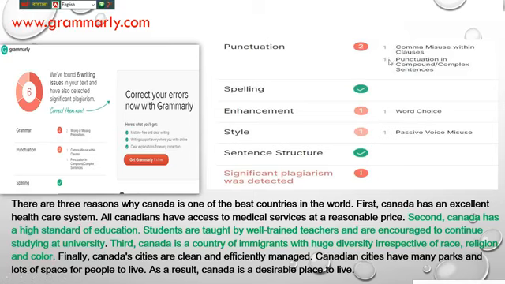It found two issues: comma misuse within clauses, and punctuation in compound or complex sentences. So there are two issues of punctuation, and it detects them. All right. And then spelling is okay, no spelling mistake.